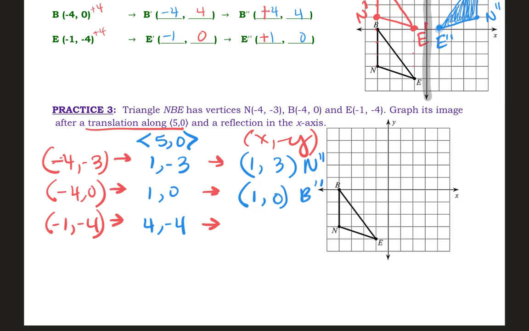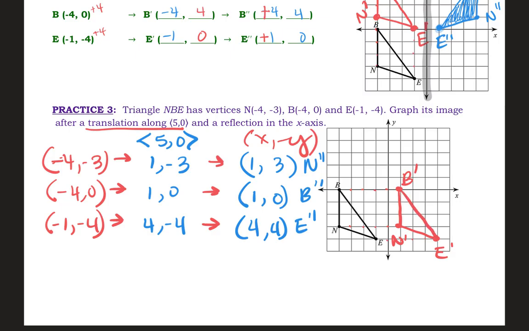All right, what did you get for the last one? 4 and positive 4. All right, so then that would be E. And again, you can go ahead and count it if you'd like. We can go to the right 5. So 1, 2, 3, 4, 5. And then 1, 2, 3, 4, 5. That would be it. All right, this was your first movement.